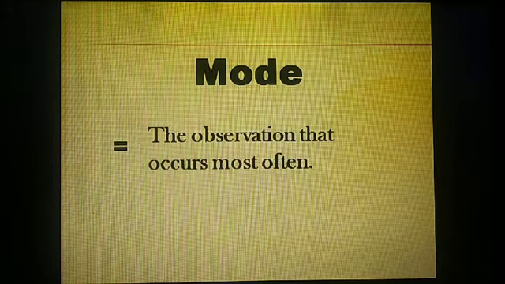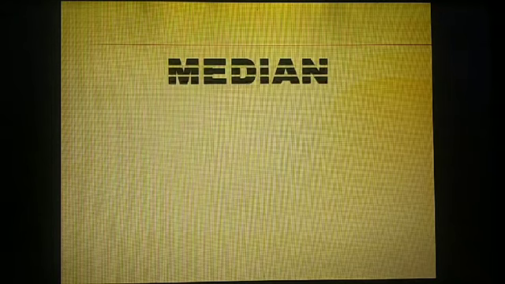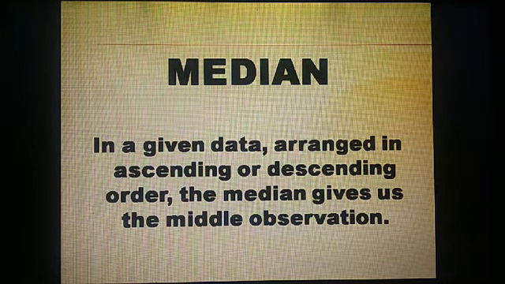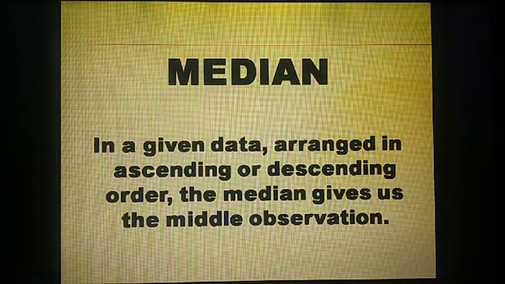Now in this 3.2 you will deal with mode. Now what is mode? Mode means the observation that occurs most often, or you can say the observation with the highest frequency. And the next part is median. Median means, in given data arranged in ascending or descending order, the median gives us the middle observation. So in this case, it is very essential to arrange the data in ascending or descending order.